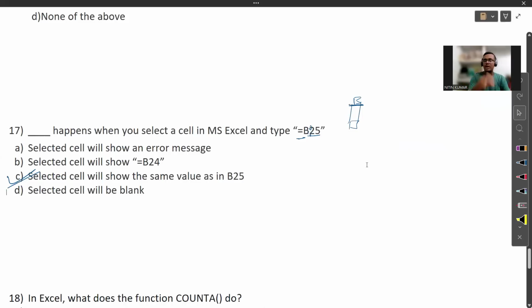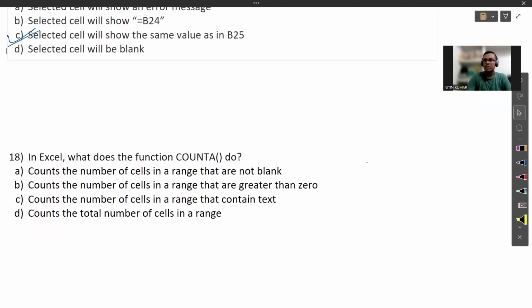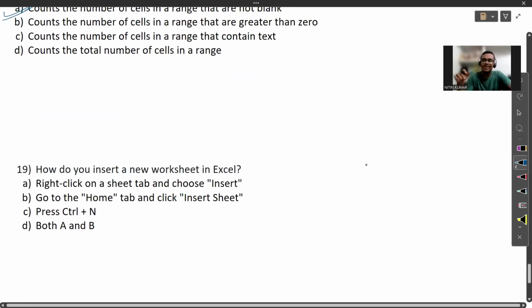Now let's go out and solve our remaining questions of today's class. You can see in Excel, what does COUNT do? COUNT is a function in Excel. What are the options? Count the number of cells in the range that are not blank. Count the number of cells in the range that are greater than 0. Contain text. I thought it will be A, because it will count the number of cells in the range which are not blank. That means the cell is filled by something.